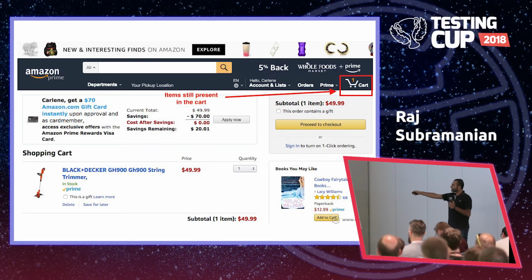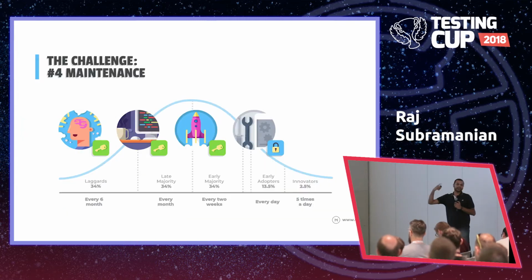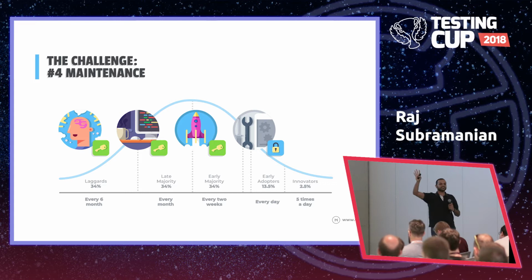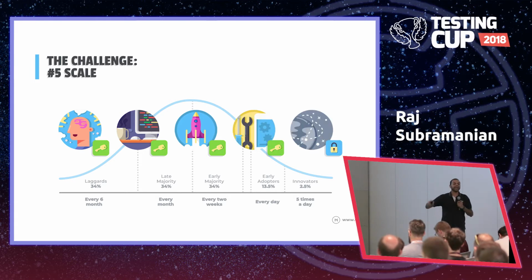So I talked about the maintenance piece, and I also talked about the scaling piece before. These are the 5 current challenges which exist, even though software testing has evolved since the 1980s. We still have the same set of challenges, and AI can help to solve this.